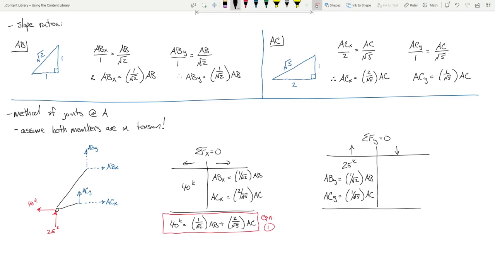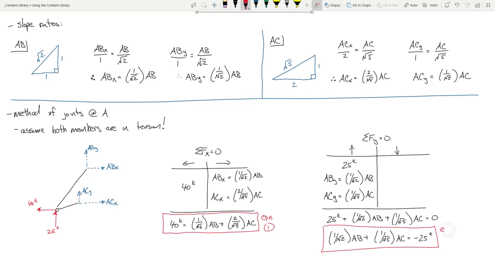So I would argue that probably the most important aspect of this type of analysis is just to be accurate with your bookkeeping. Like, say I have 2 over the square root of 5 here, but I have 1 over the square root of 5 here. Just make sure that you don't transpose digits and whatnot. So I have 25 kips plus 1 over the square root of 2 AB plus 1 over the square root of 5 AC is 0, or maybe I'll rewrite that as 1 over the square root of 2 AB plus 1 over the square root of 5 AC is negative 25 kips. We'll call this equation 2.